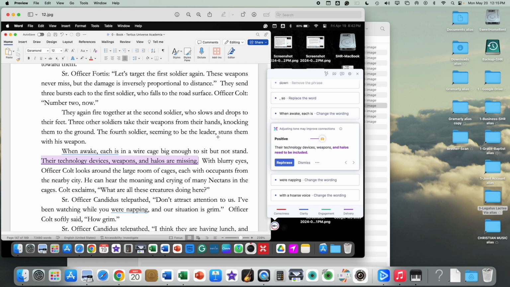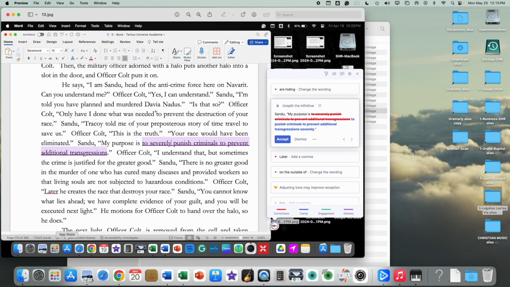And here we have a suggestion: change it to "the halo." The technology devices, weapons, and halos need to be included. I don't understand what they're asking there. You know, weapons and halos need to be included. A little bit of frustration there.